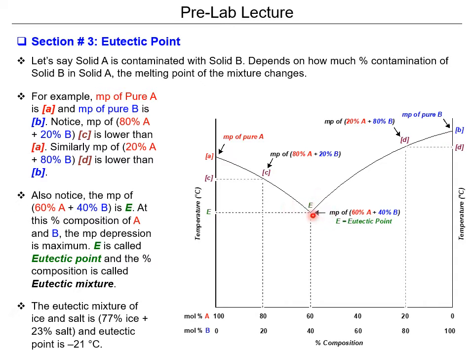This is known as the eutectic point. The melting point depression is at its maximum at the eutectic point. This is what this bullet means right here, the maximum melting point depression. Now you'll notice here the eutectic mixture of ice and salt is 77% ice and 23% salt, and the temperature is minus 21 degrees Celsius. This is exactly why during winter, when the roads are iced over, they throw salt onto the roads to make sure that the ice stays liquid.